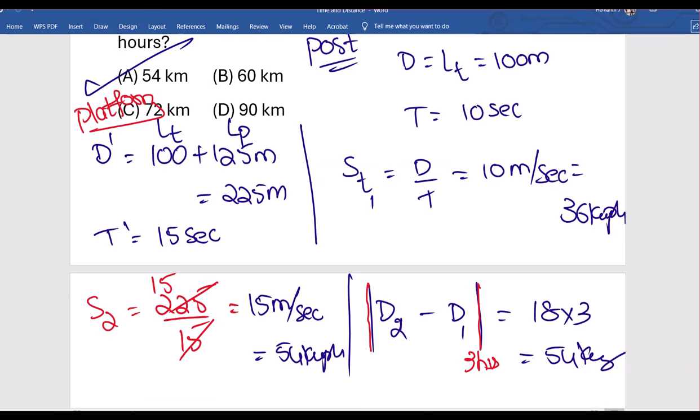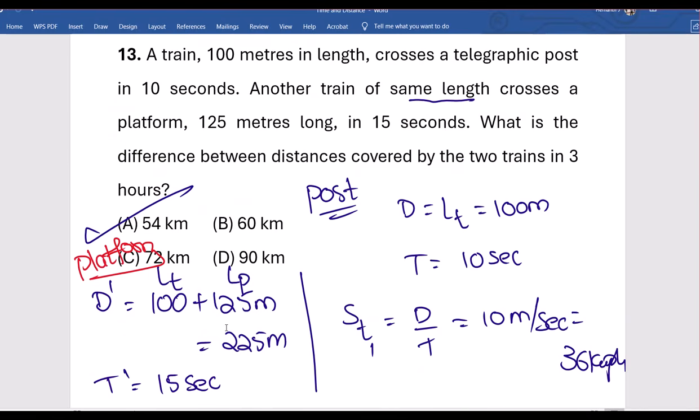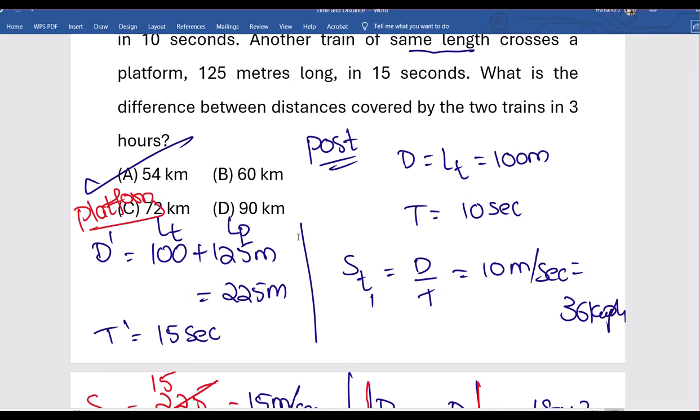Timing constant, speed difference. S2 minus S1 into T. Speed difference is 18. 18 into 3 is 54. So that's what we got, option E. The distance traveled by the two trains in 3 hours, the difference, is nothing but 54 kilometers. Right, so this is in fact train crossing the pole, train crossing the platform. That's the main idea.